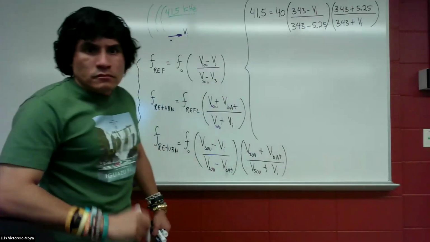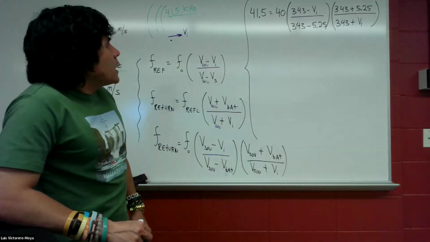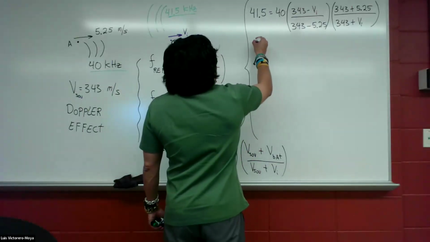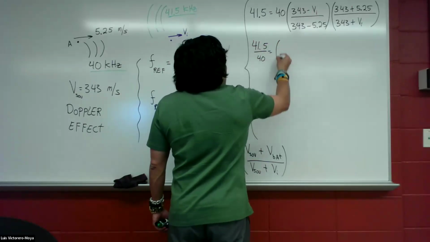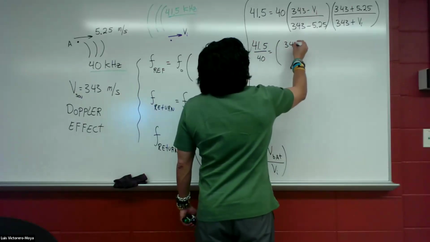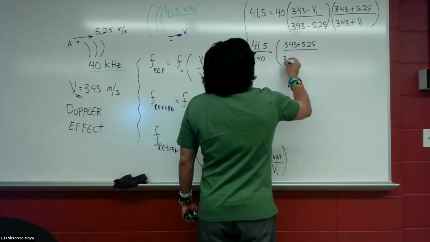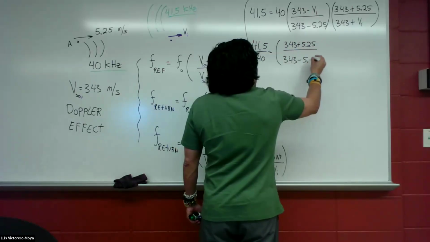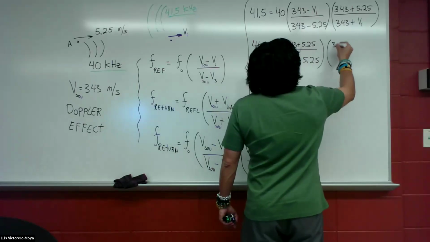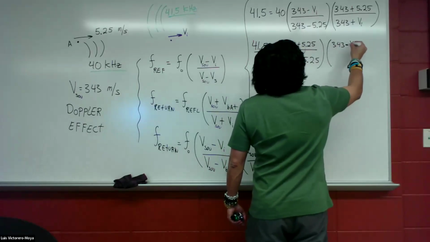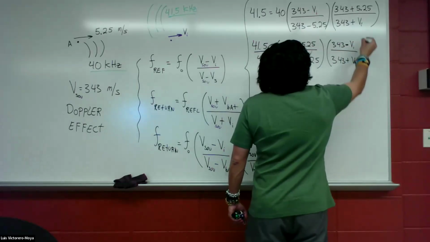There you are. Yeah, perfect. You can see it. So there are some numbers there that we can calculate. For example, 41.5 over 40, that's 343 plus 5.25 over 343 minus 5.25. And then here you have 343 minus V of the insect over 343 plus V of the insect. Okay.